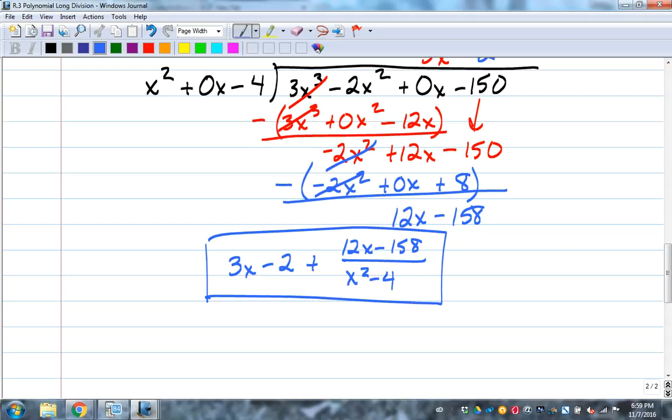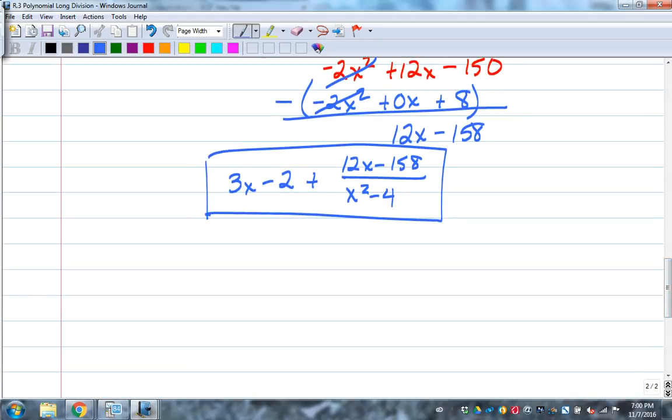There's long division with polynomials. But it doesn't get any more difficult than that. You may have a longer problem, but the process is steadily that over and over and over. So it doesn't get any more difficult. It just may require a little bit longer duration.